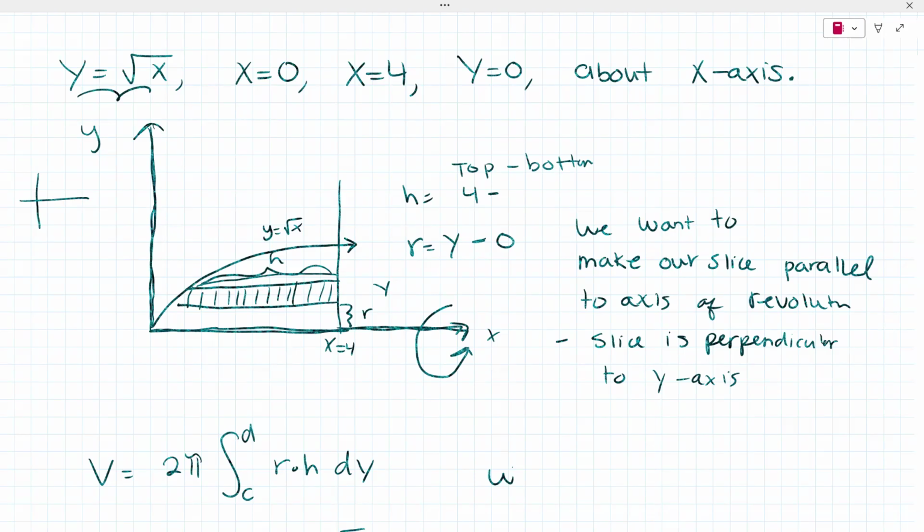And what's the bottom? It's the square root graph. But because it has to be in terms of y, how do we do that? The top is this line, and the bottom is the square root. But be careful, we have to be in terms of y. So I have to solve for x. I'm going to square both sides. You get y squared equals x. So it's going to be 4 minus y squared, because we have to put everything in terms of y.